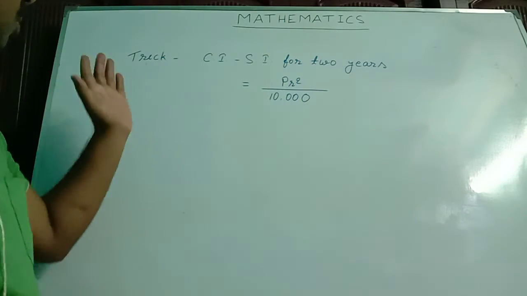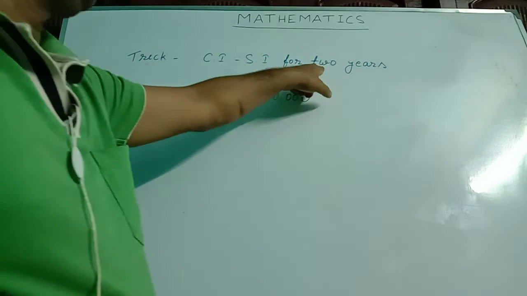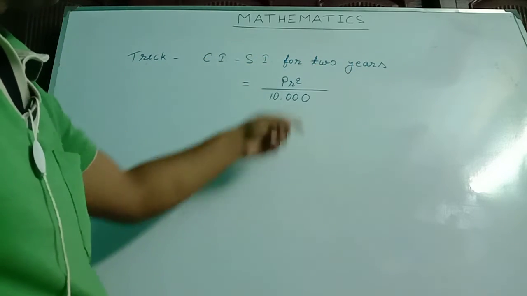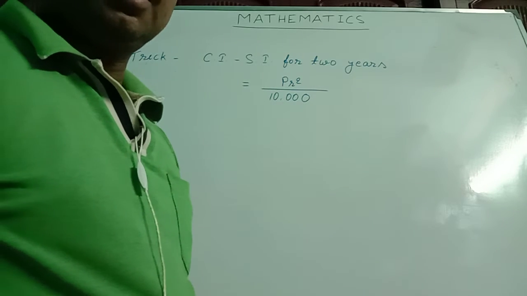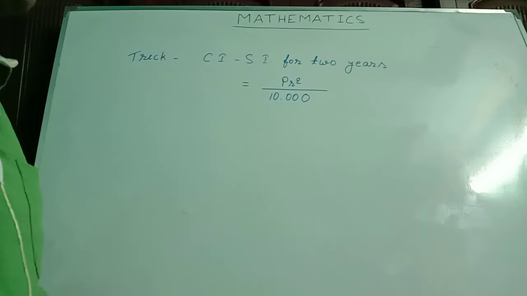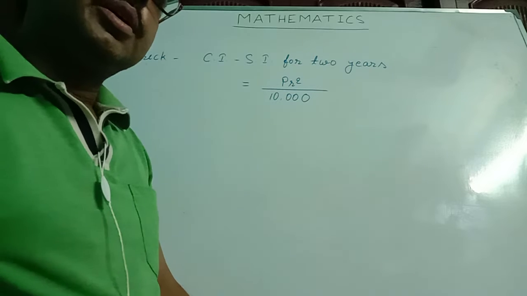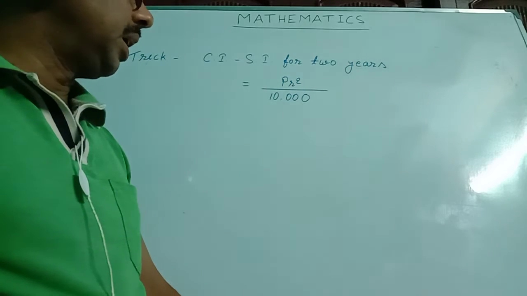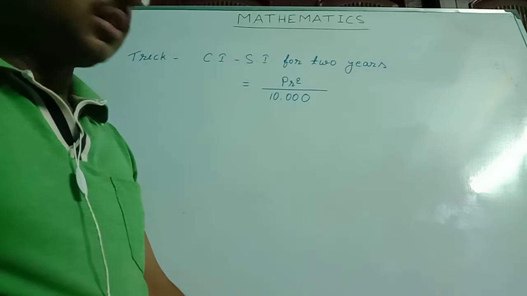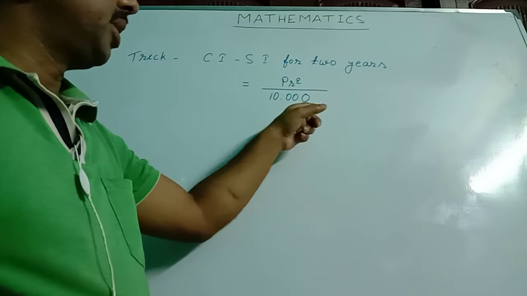So, my dear students, we have prepared this trick: CI minus SI for 2 years is equal to PR square by 10,000, from the above calculation. That calculation was nothing more than calculating CI for 2 years minus SI for 2 years, and in the simplest form I got PR square by 10,000.